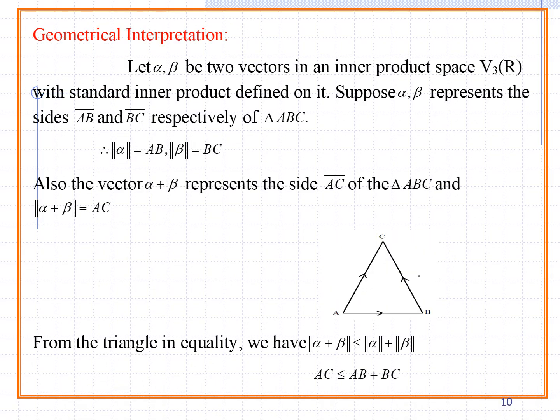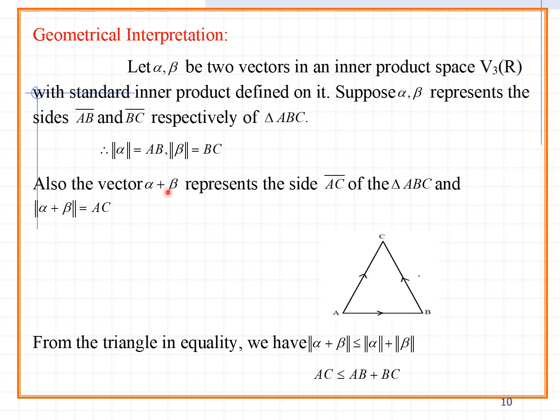Let us see the geometric interpretation. Let alpha comma beta be two vectors in an inner product space. Here you can assume alpha and beta are two vectors in the inner product space V3 of R, with the standard inner product defined on it. The standard inner product means all the properties should be satisfied. Suppose alpha comma beta represents the sides AB and BC respectively of triangle ABC. Therefore norm alpha equals AB, norm beta equals BC.